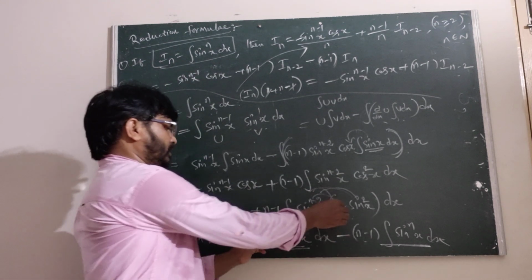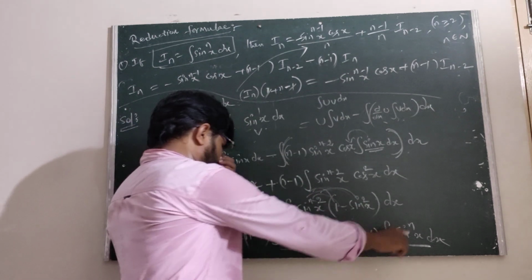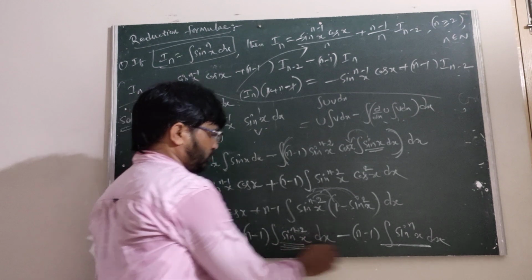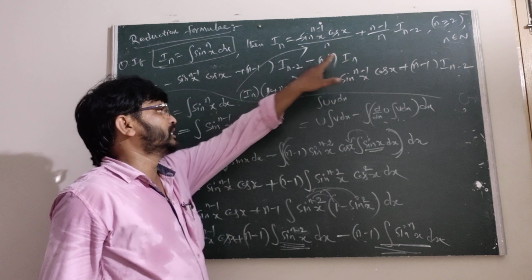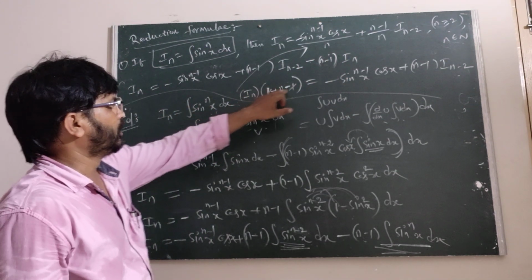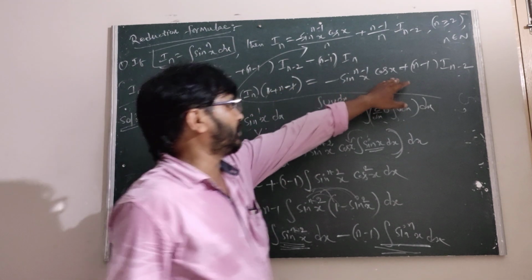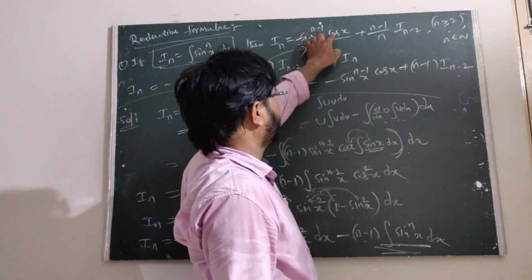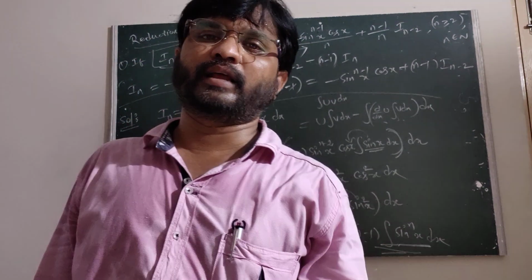and plus into minus is minus (n-1) into sin^n x dx. This is I_(n-2), this is I_n. Minus I_n is sent to the other side as plus. Therefore, (n-1), here I_n is common, plus 1. Plus 1 minus 1 cancel. Then sending n to the other side, we are getting minus sin^(n-1)x cos x upon n plus (n-1)/n times I_(n-2). Okay. This is the integral of sin^n x dx.